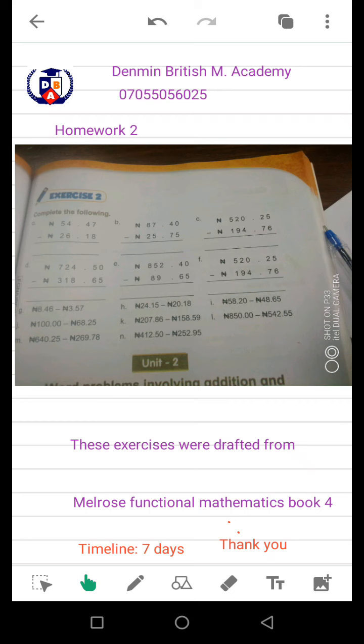We always give credit to the textbooks that we use. The exercise and all the work so far is drawn from Merus Functional Mathematics, book 4, because Merus is simpler and quite easier to use. We're giving credit to them.